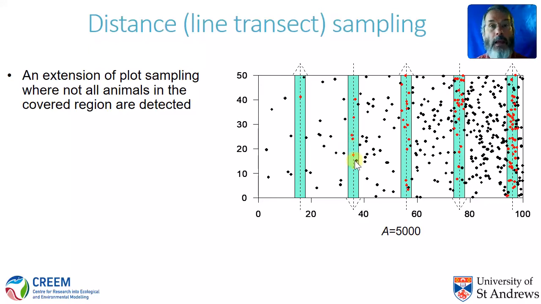So now notice that these green regions are, A, wider, and B, populated not only by animals coded in red as having been detected, but also coded in black, indicating that even though they were inside the covered region, the green strip, they were not detected by us because they were at some distance away from the transect line. So distance sampling is an extension of plot sampling, where we no longer assume that all animals inside the green strips are detected with certainty.